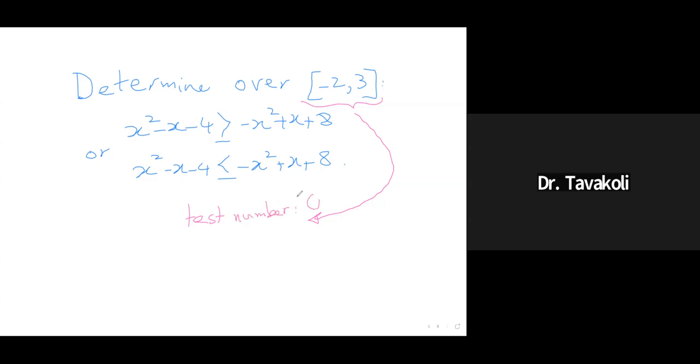we choose 0. Now, x squared minus x minus 4 becomes 0 squared minus 0 minus 4. And I want to compare it to minus x squared plus x plus 8. So minus 0 squared plus 0 plus 8. Obviously, this is bigger, right? Meaning that this is the correct one. Again, be careful. From -2 to 3, this inequality happens. Beyond that, it is reversed.